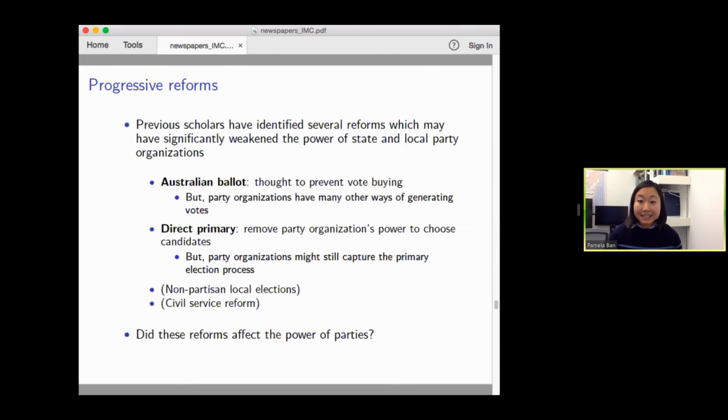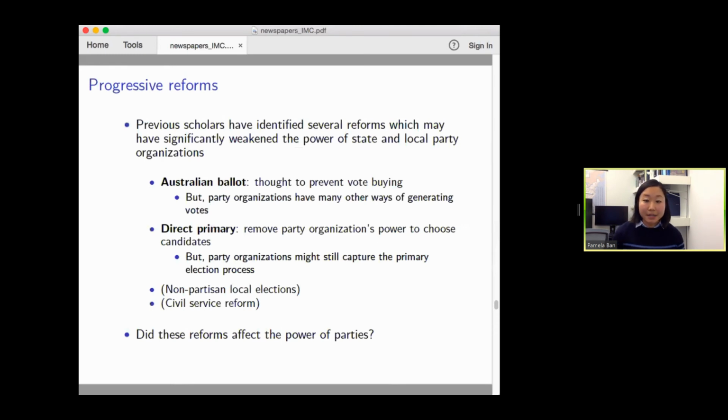Two of them are the Australian ballot, the secret ballot. This was largely a reform around the turn of the 20th century, from 1890 to 1920. Before this, the ballots were not secret. There wasn't a standardized ballot put out by the state. Different parties could print out their own version of the ballots. And the secret ballot was put in place to prevent vote buying. But how much did this actually impact the power of state and local parties? Party organizations may have had other ways of generating votes. So we want to test whether or not the Australian ballot did lead to the decline of some state and local party organizations, and if so, how much?